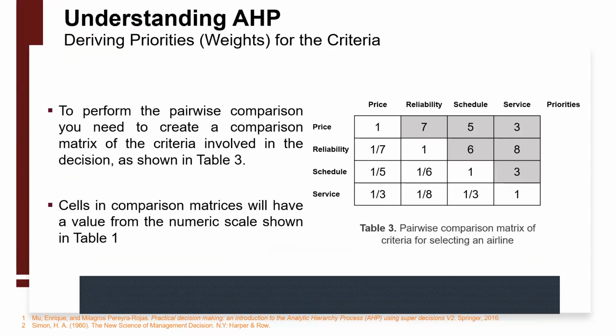There. This is the final result. No, this is the original pairwise comparison where I committed the inconsistency. So price will be more important than reliability. Price will be more important than schedule and service. Reliability is more important than schedule, and schedule is more important than service. This should be okay.